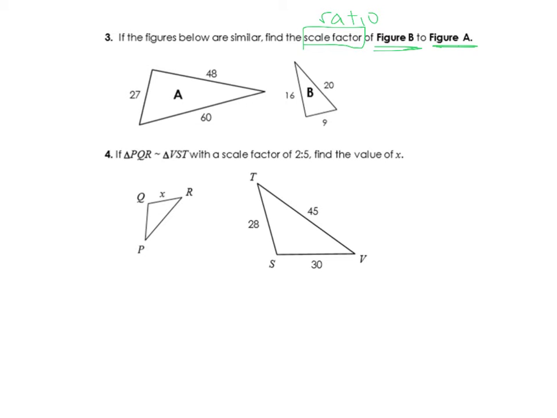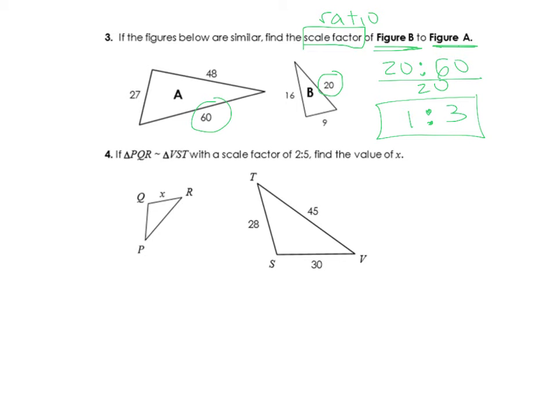I'm going to just pick any pair. It doesn't matter which pair. If I start with 20, 20 is the long side, remember 9, 16, and 20. 20 is the biggest number. On the other side, 60 is the biggest number. I want it to be B to A, so 20 to 60. Then I need to simplify because it's a ratio. I can divide all of those by 20, so it's 1 to 3 is the answer. And you're done. That is your scale factor.